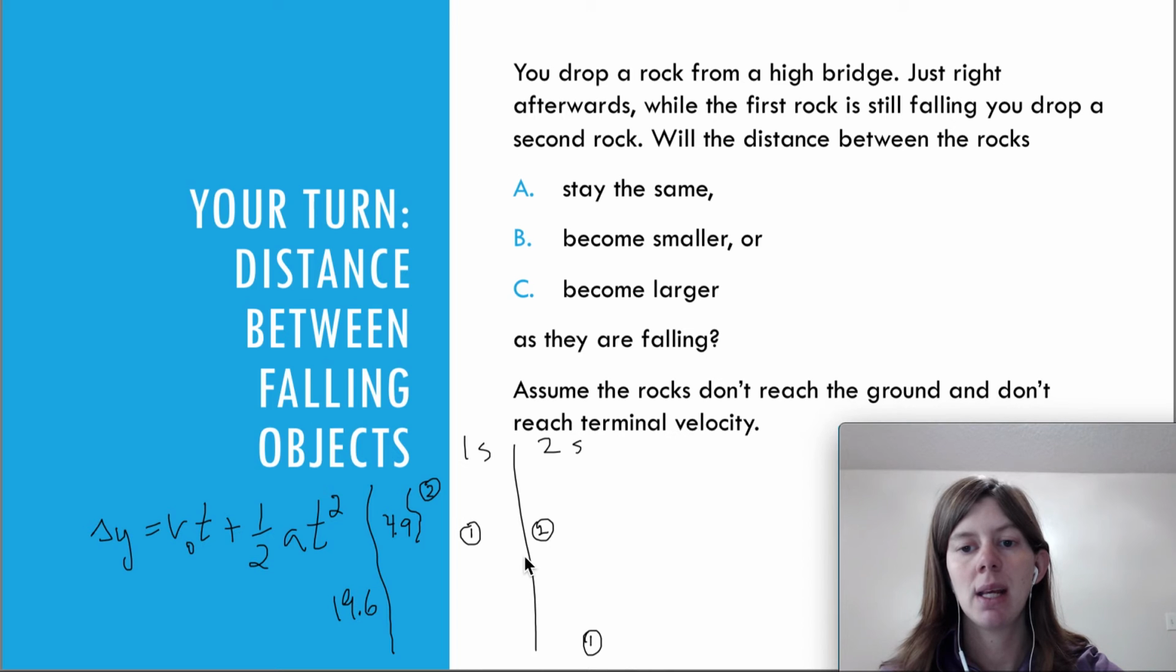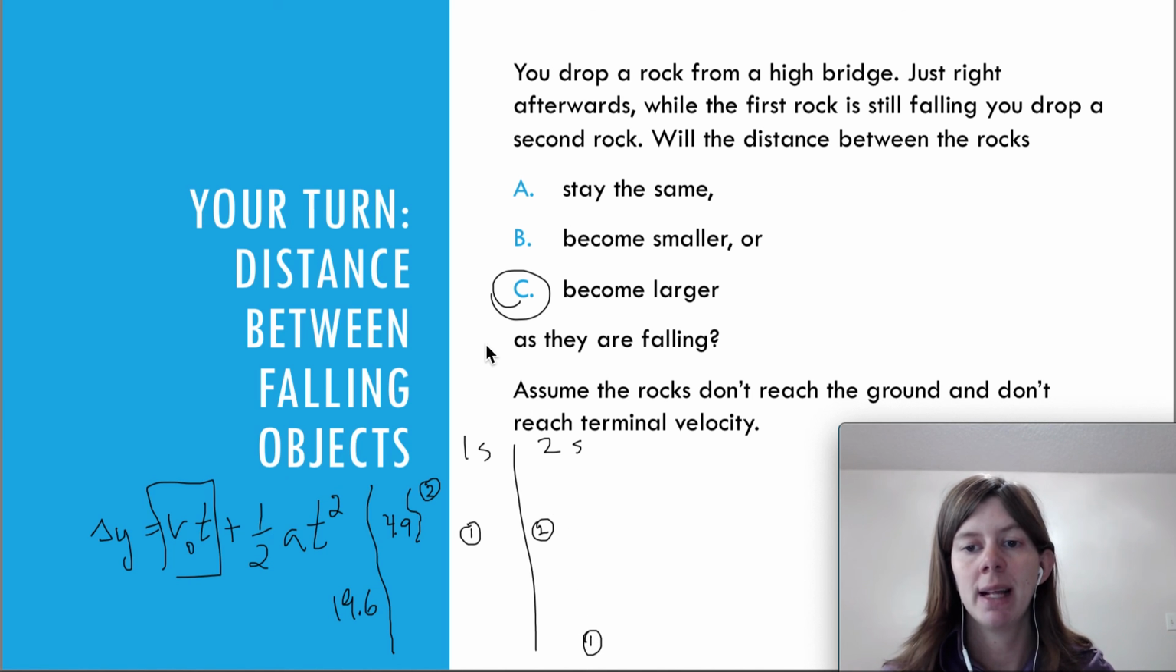So you can see that every second, the distance that the rock falls keeps increasing because it's already moving from the previous second. It's not starting from rest, so it has an extra distance that it is traveling every time. So with this logic, hopefully you can figure out that the distance between the rocks actually becomes larger because the rock that was dropped first is always moving faster than that second rock.